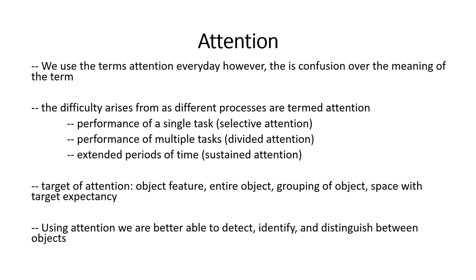Now, we will look at one of these features, which is the various definitions. Difficulty in defining attention arises from different names which have been given to attention. Attention has one name which is called selective attention, in which attention is about performing a single task. Attention also defines and helps in performing multiple tasks, which is called divided attention. And there is a third type of attention which is called maintaining focus on an object for an extended period of time, and this is called sustained attention.